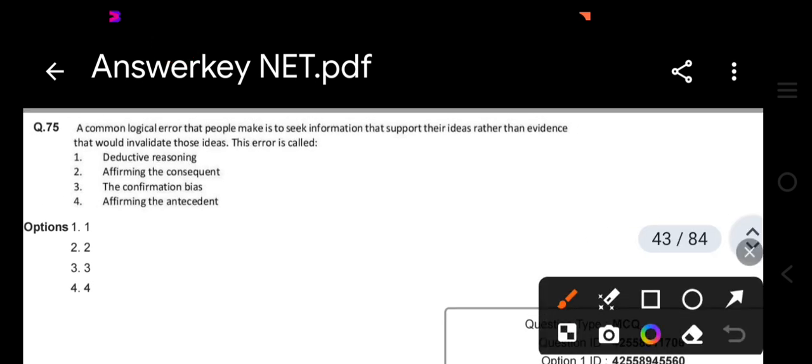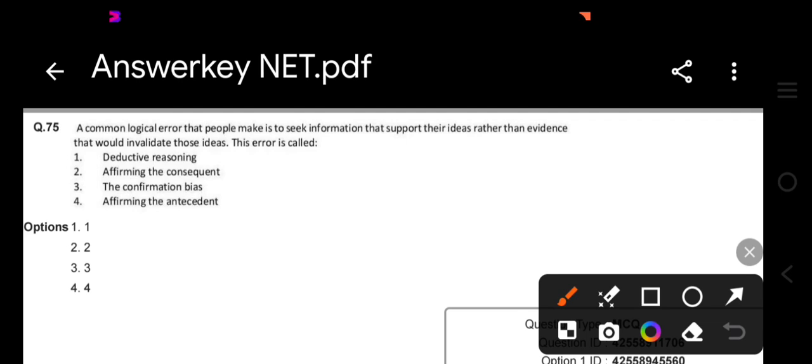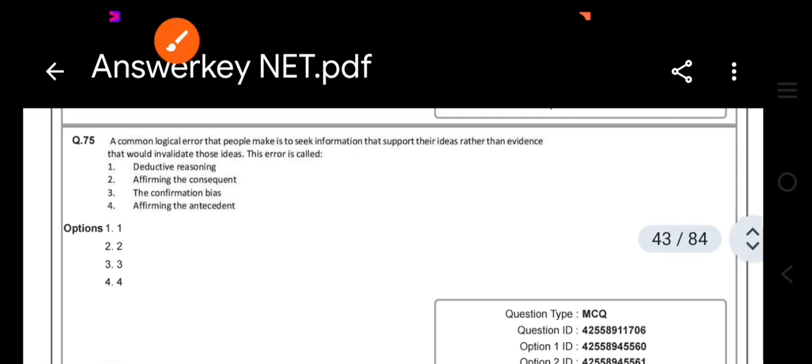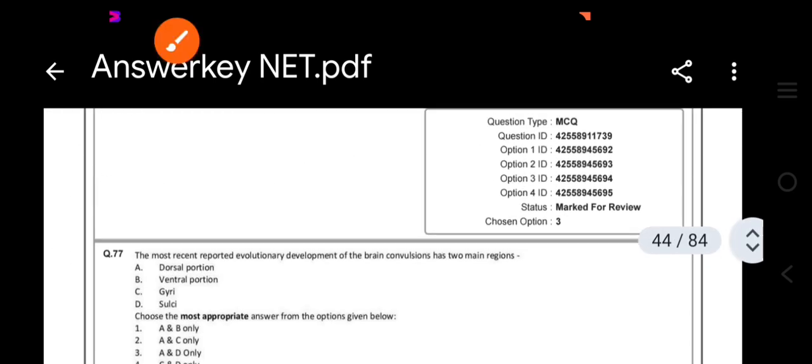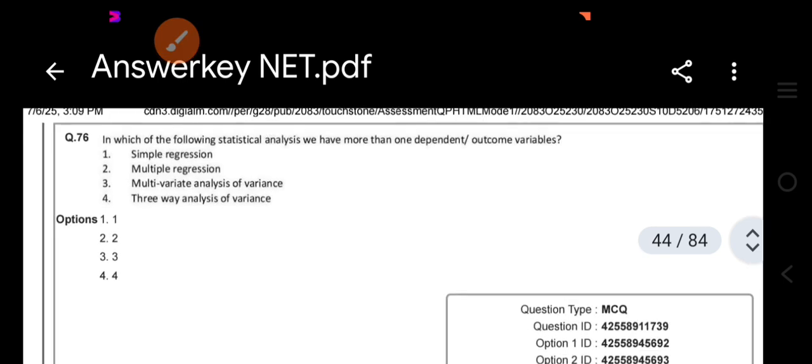So confirmation bias is the right answer. Now we are moving into the next question, and it is very important.